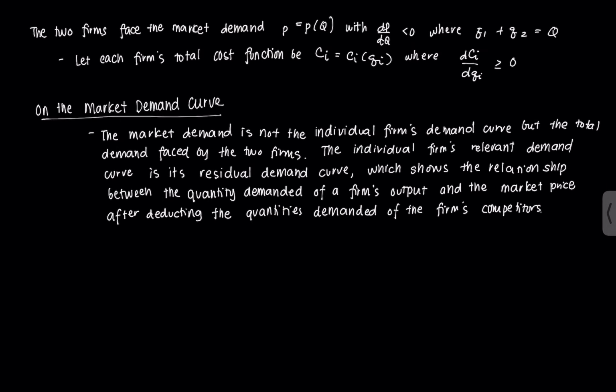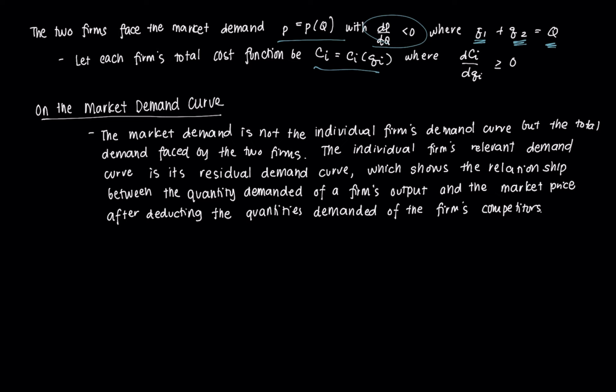To get the concept clearer, suppose two firms face the same market demand function, which is this one. That's an inverse market demand function, and it also follows that the derivative of price with respect to Q is negative, which adheres to the law of demand. Since we have a duopoly case, Q1, the output of firm 1, plus Q2, the output of firm 2, equals the total market output, capital Q. And we let each firm's total cost function be some cost, which is a function of their own output.